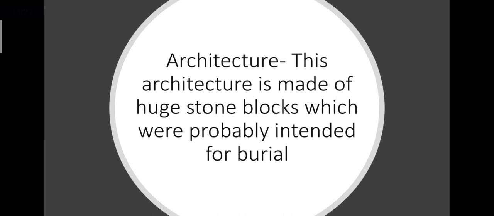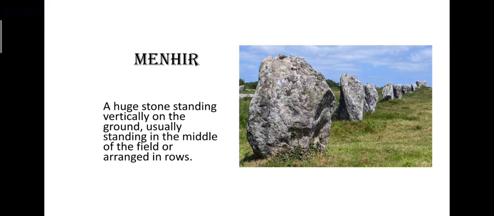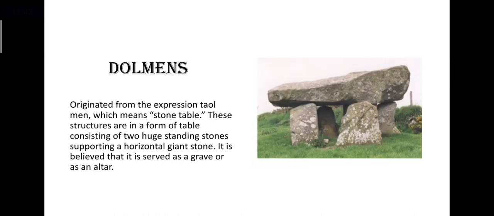Architecture. This architecture is made of huge stone blocks which were probably intended for burial. The menhir: a huge stone standing vertically on the ground, usually in the middle of a field or arranged in rows. The dolmens: originated from the expression "tol men," which means stone table. These structures are in the form of a table consisting of two huge standing stones supporting a horizontal giant stone. It is believed that they served as a grave or as an altar.